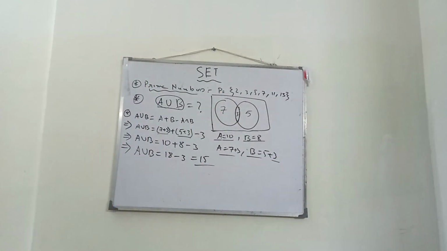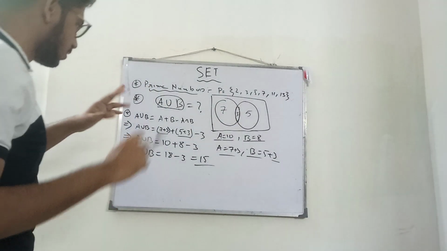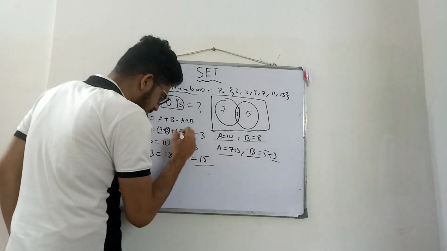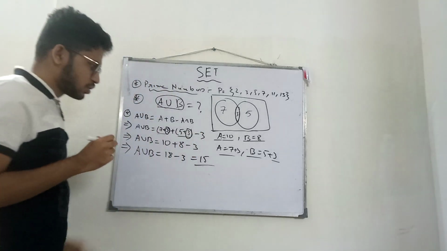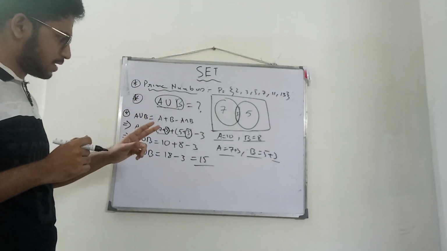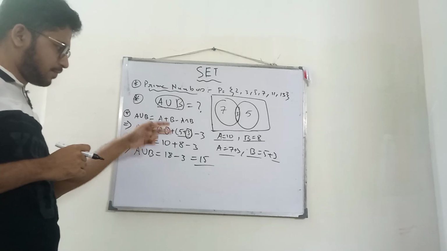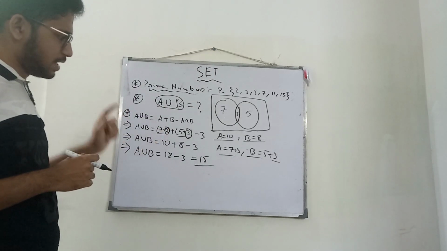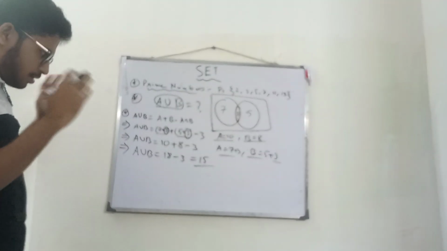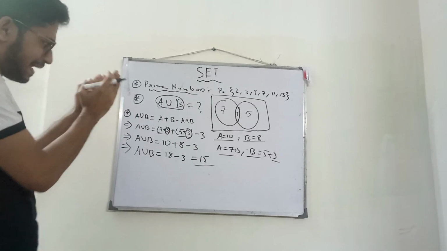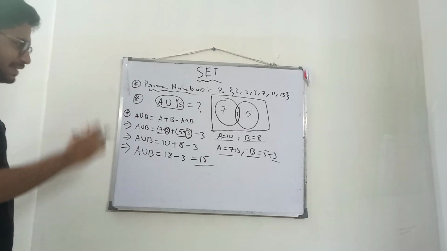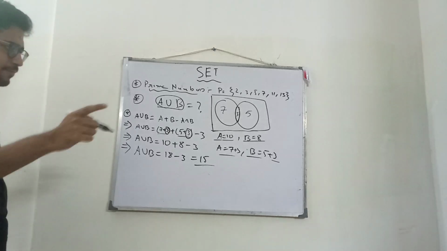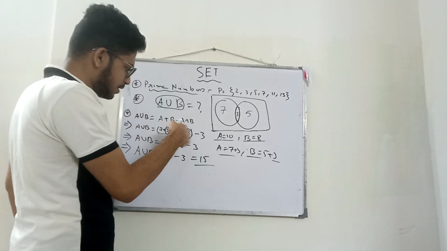Here we have to know one thing. Here 7 plus 3 and here 5 plus 3, so 3 is coming double. 3 is coming for the A part and also for the B part. But we have to balance this 3 part, like 3 is coming in both. So we have to subtract one 3, then it will be balanced.